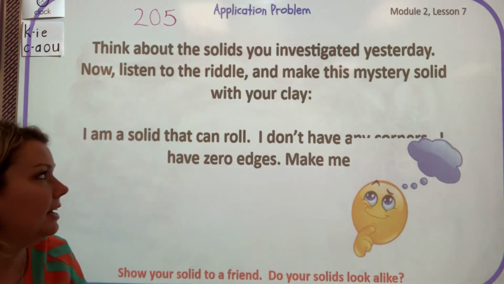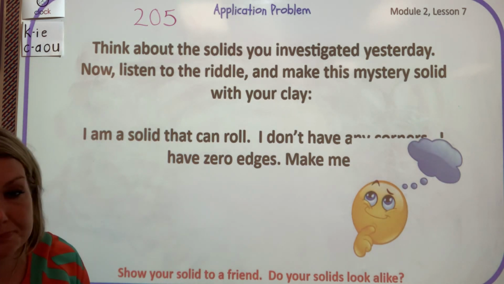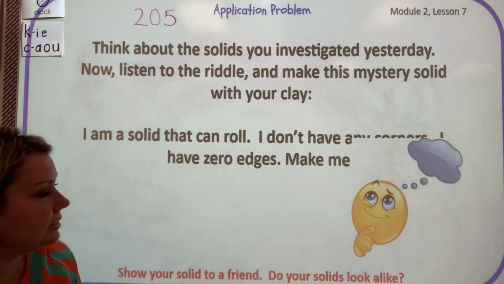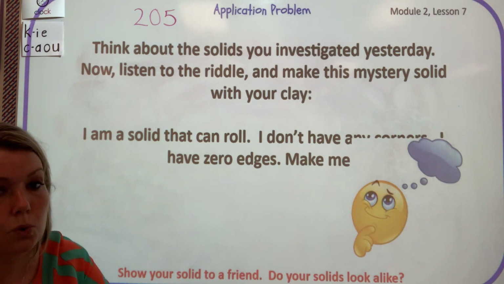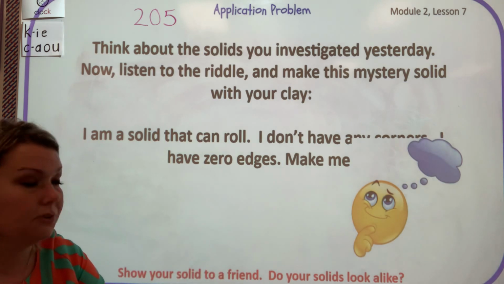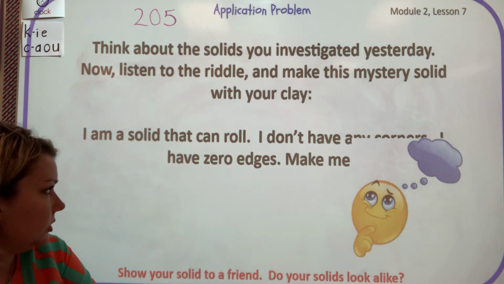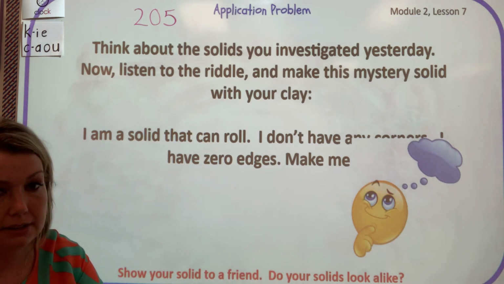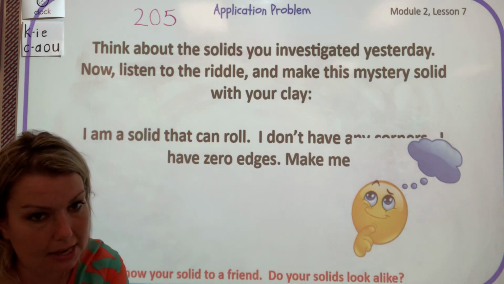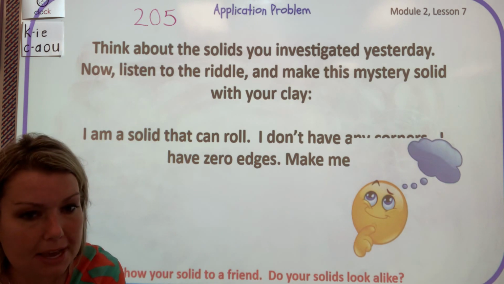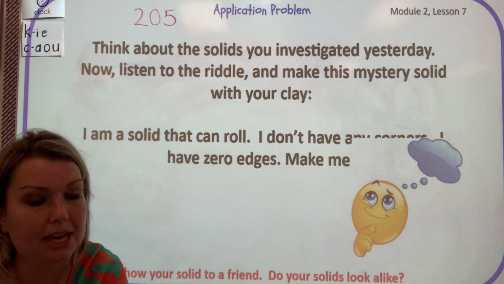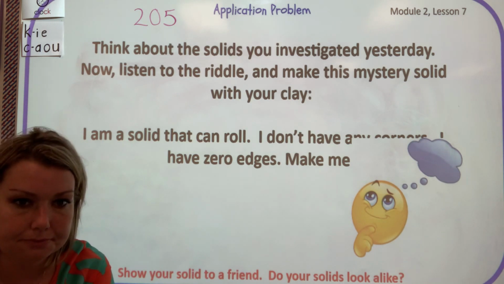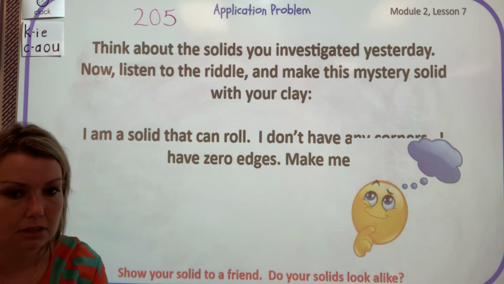I'm going to read it again. I am a solid that can roll. I don't have any corners and I have 0 edges. What shape am I? Draw it on your paper, and if you have a shape like that, you could hold it up. Smearty, what's your question?